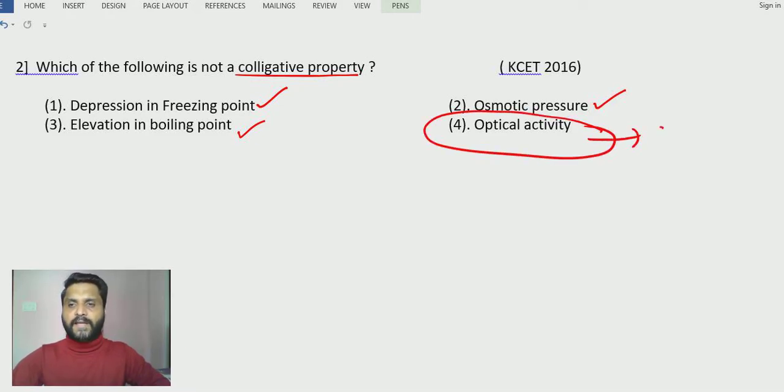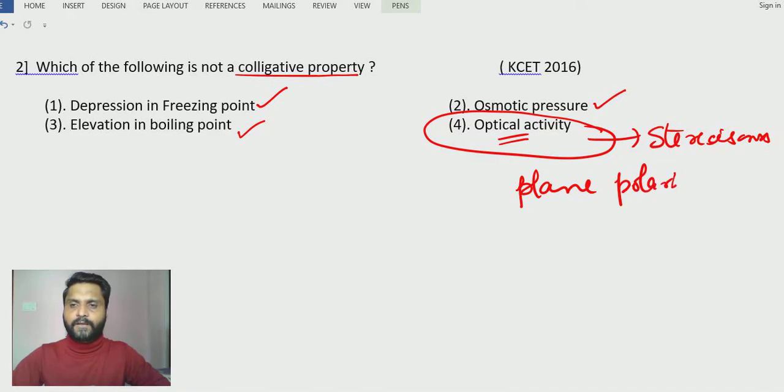Optical activity is a type of stereoisomerism, and this does not depend on the number of solute particles or concentration. It depends on the molecule itself. Optical activity is with respect to rotation of the plane polarized light, which has nothing to do with colligative property. So the answer is option number 4 here. Okay students.